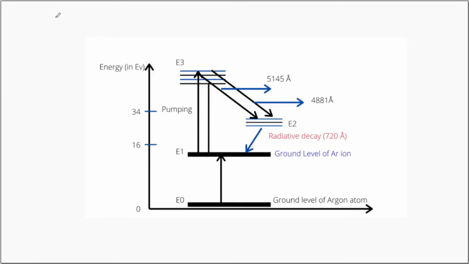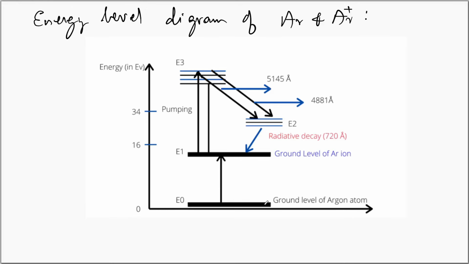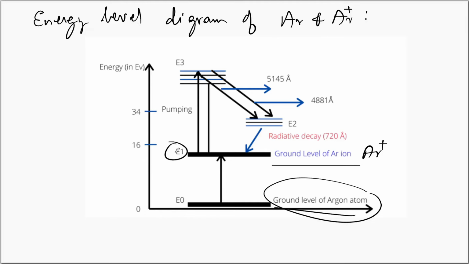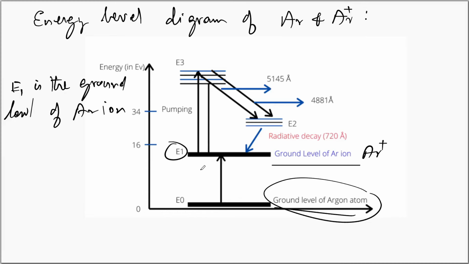This is the energy level diagram of the argon atoms and argon ion. E0 is the ground level of the argon atoms. When the argon atoms interact with the fast-moving electrons in the discharge tube, they will be excited to the ground level of the argon ion, that is Ar+. So E1 is the ground level of the Ar+ ion. The collision of the electrons and the argon ions will make the argon ions go to an excited state, which consists of several energy levels. We call those excited levels E3.